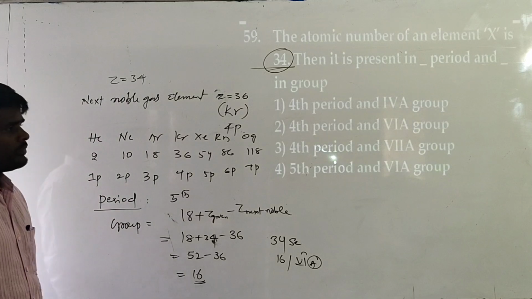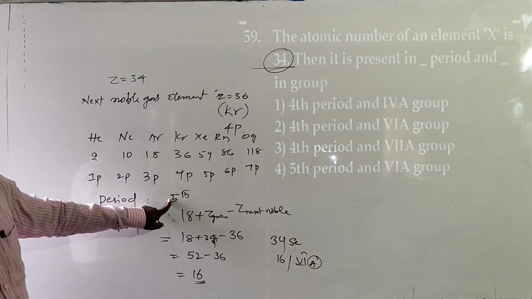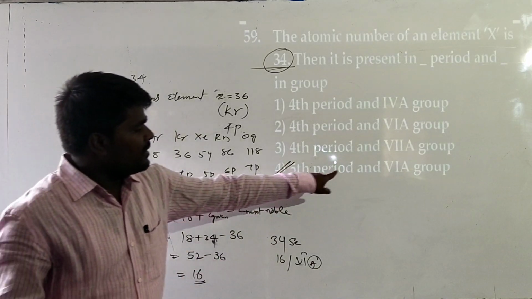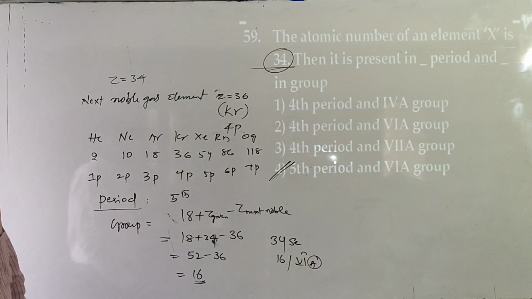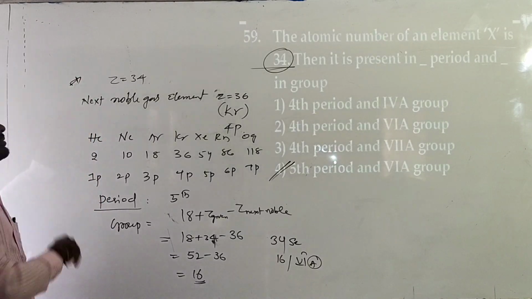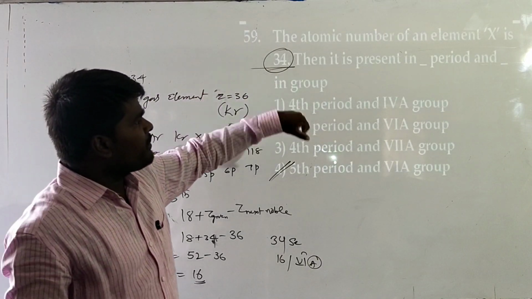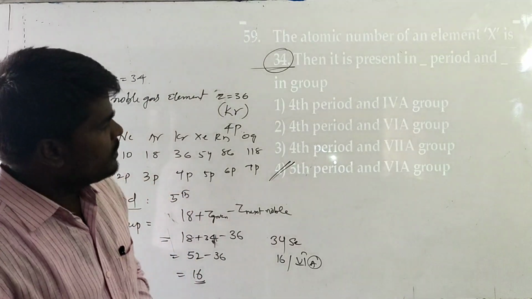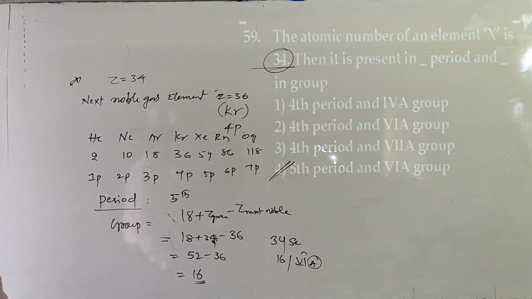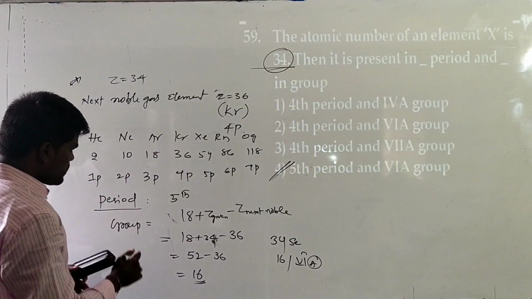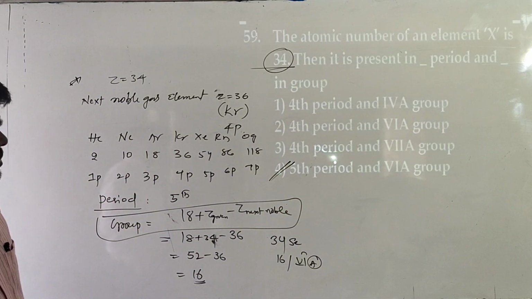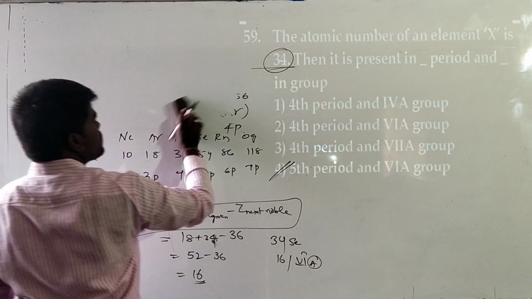This is how you have to solve. So it belongs to the fourth period and the 16th group. What is the answer here? Fourth period and 16th group. This is one of the important concepts that you need to remember to solve questions where the atomic number of an element is given and you are asked to identify the period and group. Hope it is clear. Here you have to use the formula to find the group number. What is the formula? 18 plus Z given minus Z of the next noble gas element. Is it clear? We'll move to the next question.